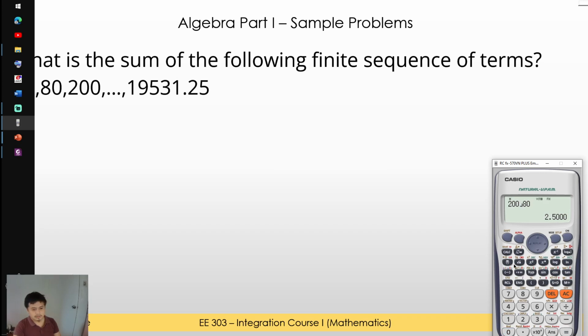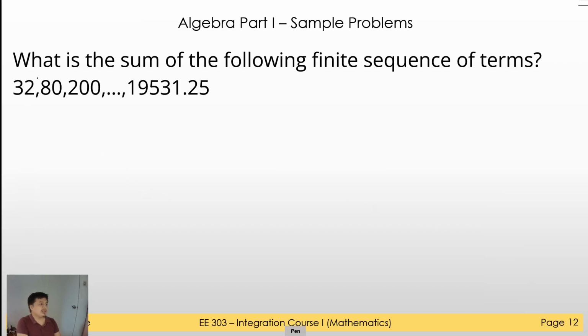Okay, so this is a geometric sequence since we are multiplying by 5 halves, no? So the ratio here, jumping from this number to this other number, is multiply by 5 halves. So we can already say that the ratio is 5 halves. And how do we solve for the sum?